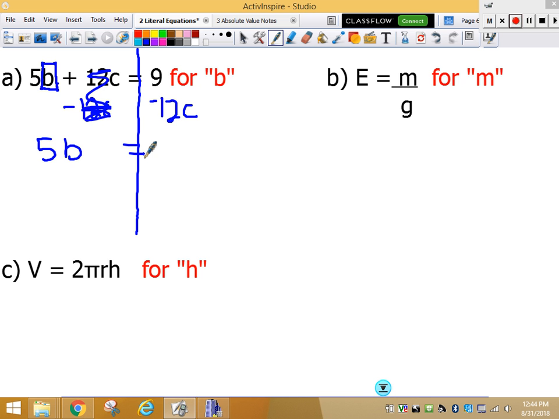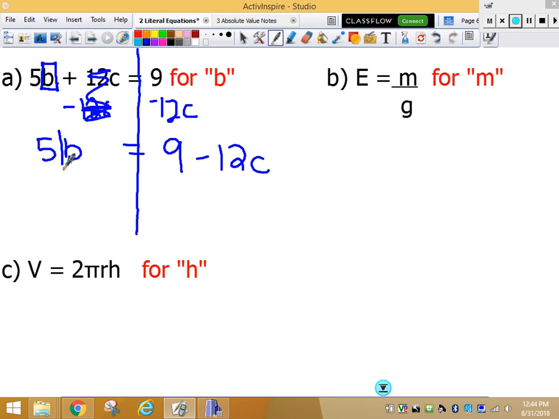On the left side, can I combine those? Can I do 9 minus 12? No, because that 12 has a C. So if you cannot combine them, we're just going to rewrite it. 9 minus 12C. Take a look at that. Make sure we're good. Okay, I couldn't combine the 9 and the 12, so I just rewrote it.